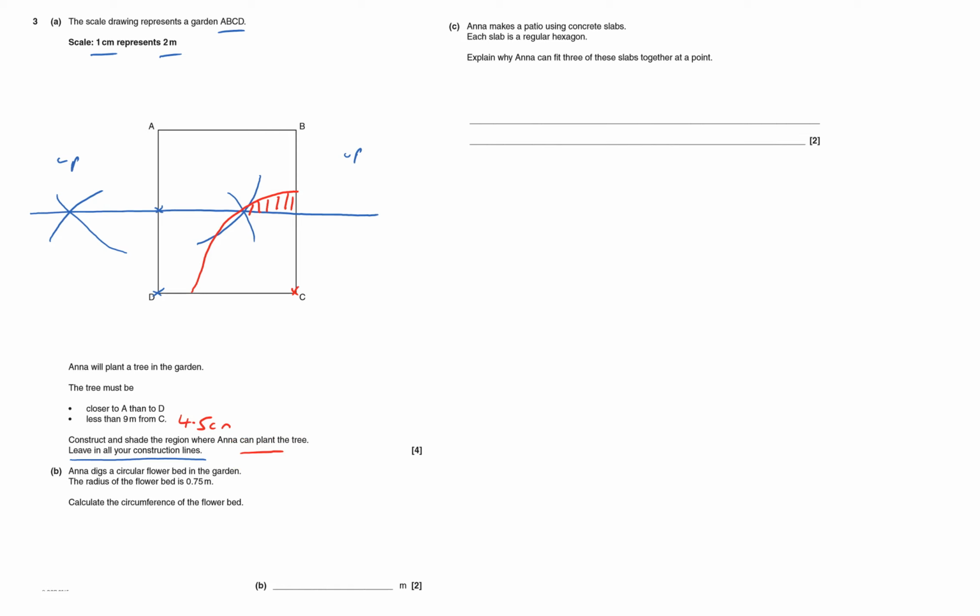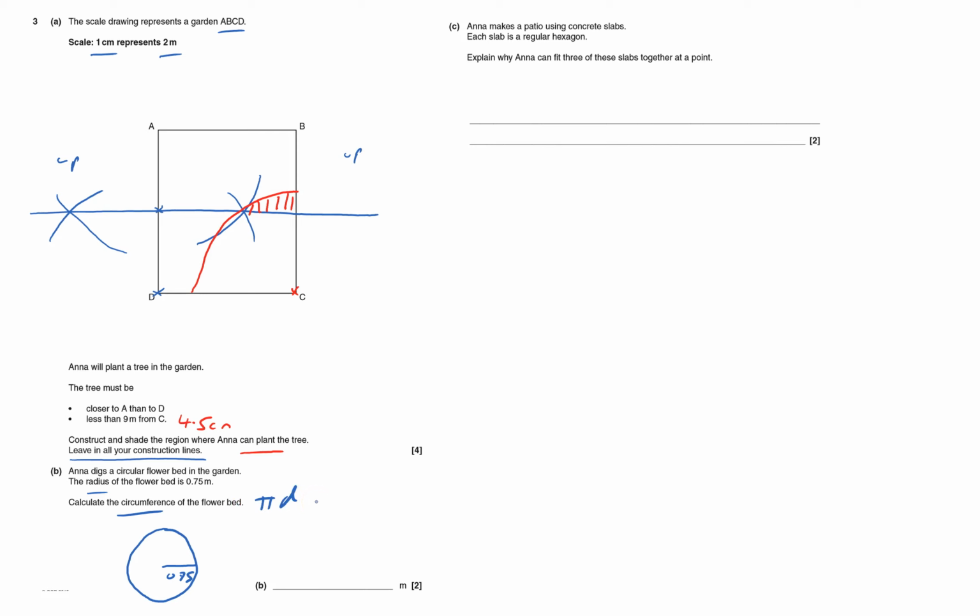Next thing, go back to blue, circular flower bed in the garden, radius of the flower bed is 0.75, so I'm going to draw a circle. Put the radius on there, and that's 0.75, and I've got to work out the circumference. That's all the way around the outside. Pi r squared sounds like area to me. When I need the circumference, I'll just use pi d.